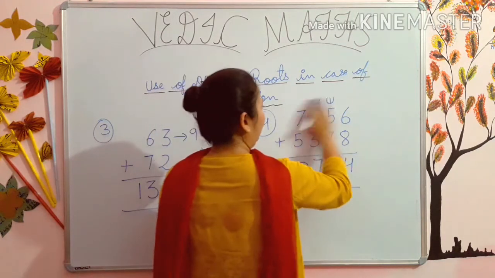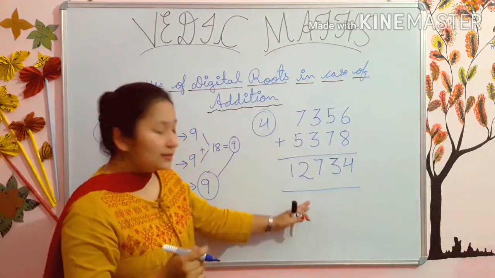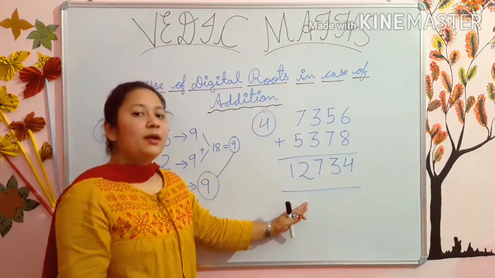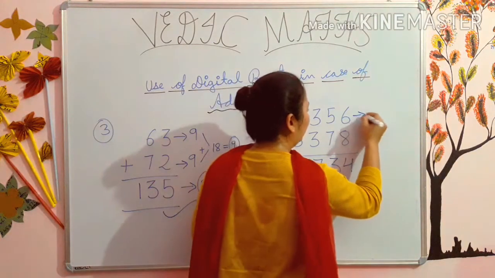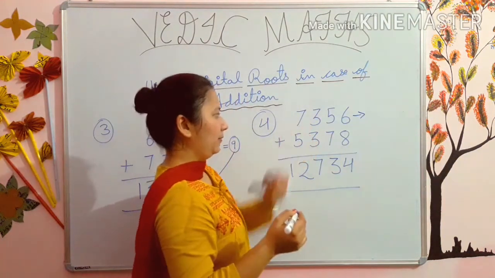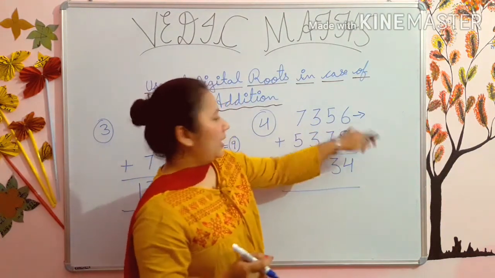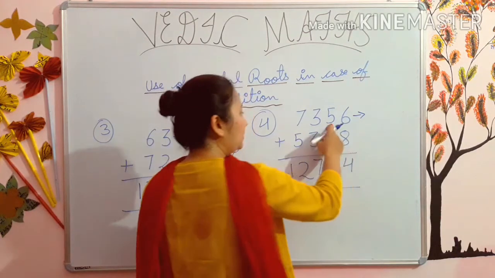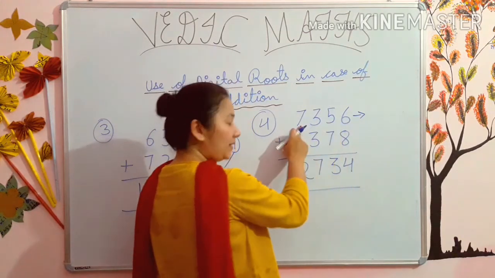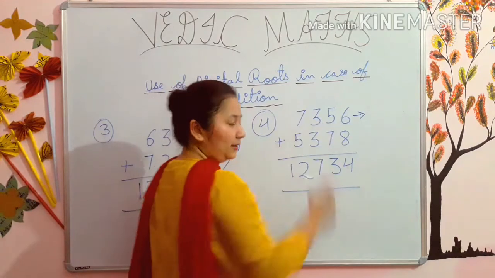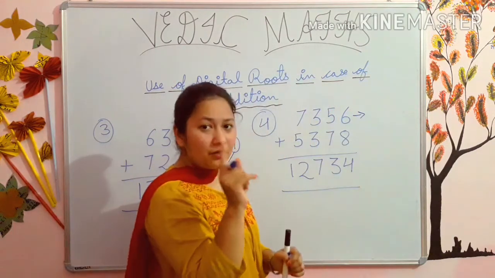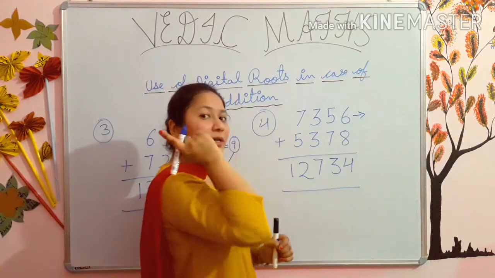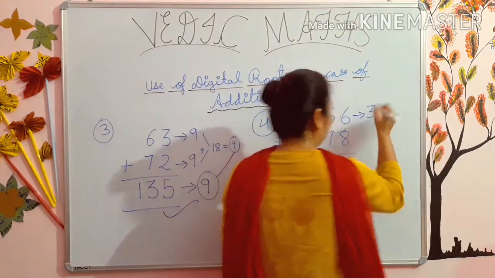Now this is your answer. Now is this answer correct or wrong? Find out with the help of digital root. And now find out first of all the digital root of this number. First of all add all the numbers. Now 6 plus 5, 11. 11 plus 7, 18. 18 plus 3, 21. 21 is not a digital root. 21 means 2 plus 1 means 3.